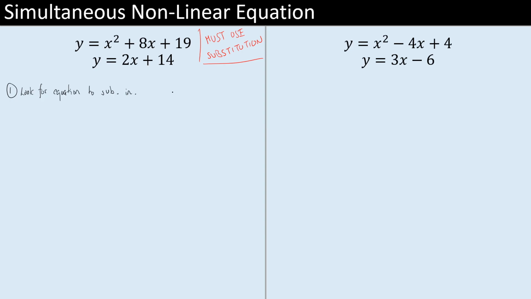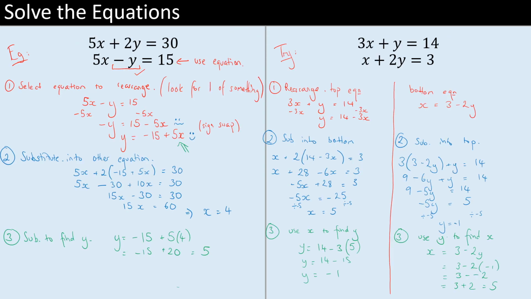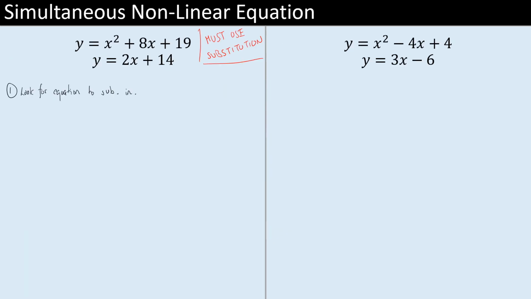So I've already got something which is the subject, which is what we looked to do in our previous work. We would select an equation to rearrange and make y the subject or x the subject, depending on the order that we want to do things. So what I'm going to do is take the bottom one and sub into the top. That way, wherever there was a y, I'm going to replace it with 2x plus 14. So we're going to have 2x plus 14 is equal to x squared plus 8x plus 19.